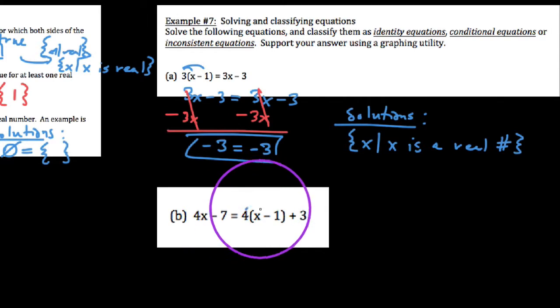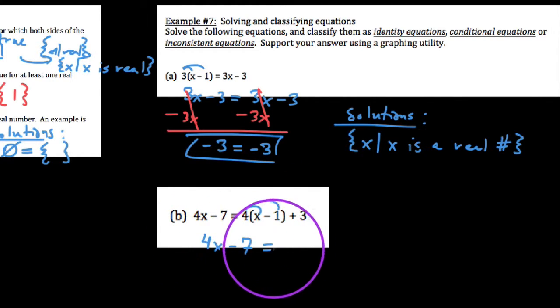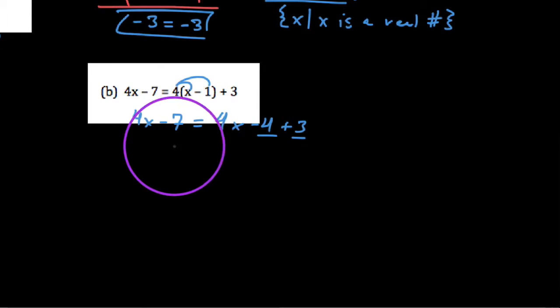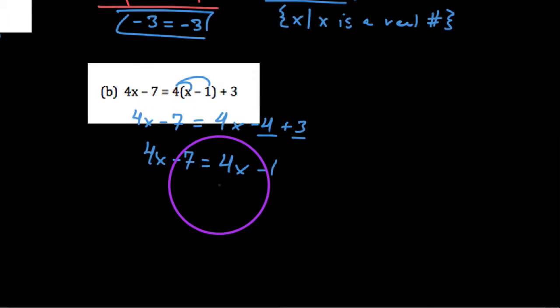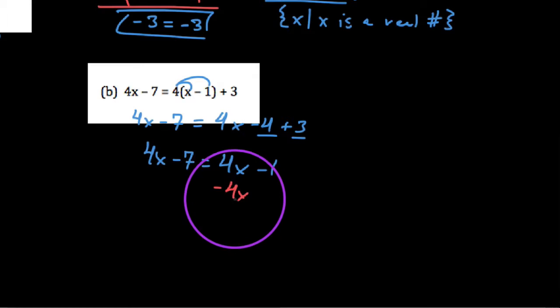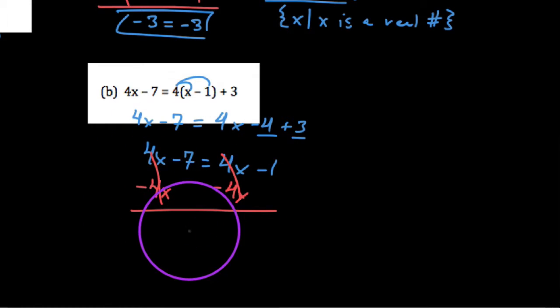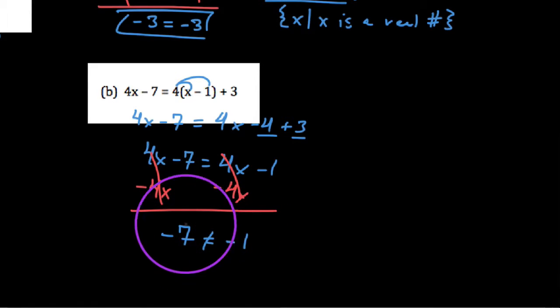Now looking at this next example, let's simplify the right side. We get 4x minus 7 is equal to 4x minus 4 plus 3. Combine like terms here, we get 4x minus 7 is equal to 4x minus 1. We'll subtract 4x from both sides to get my x's on one side, but you'll notice that causes my x's to drop out. And I get left with this statement right here, negative 7 equals negative 1. We know this isn't true.